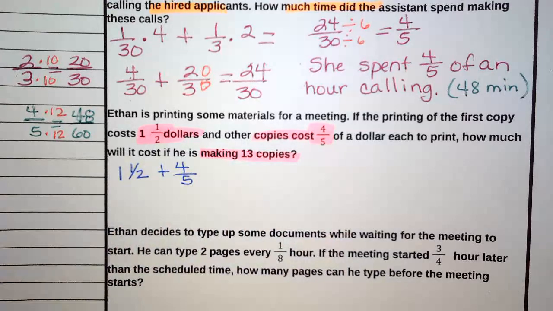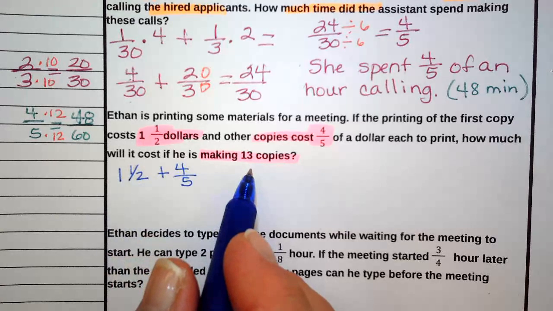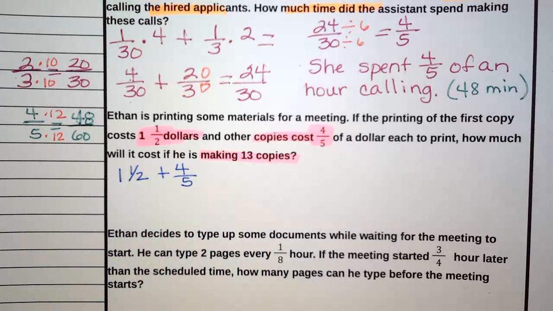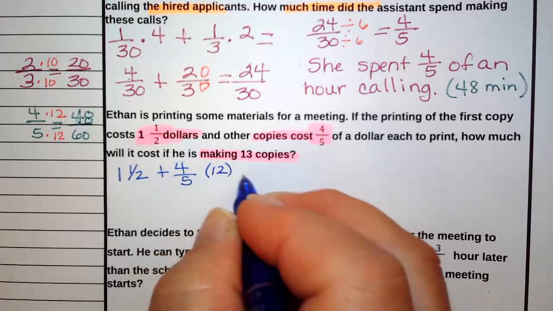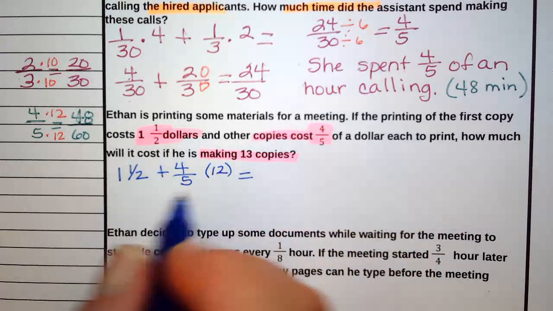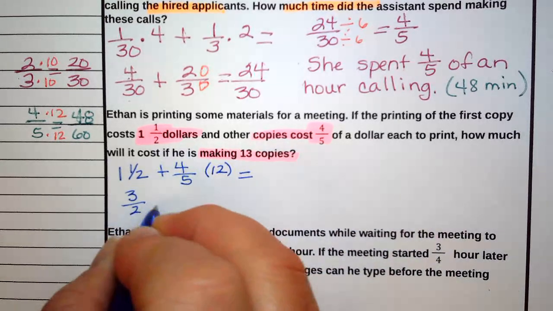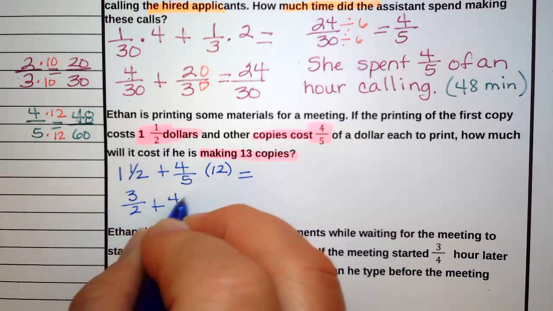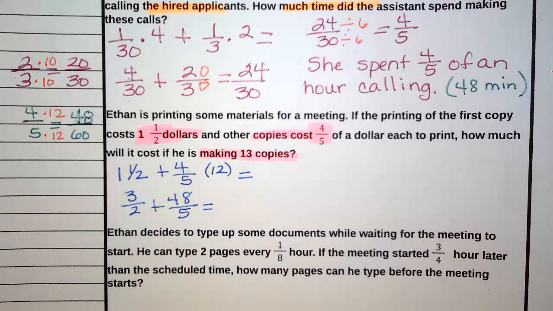Okay, how many more copies? If I've made one copy, but I need 13 copies, how many more copies do I need to make? 1 plus 12 equals 13. So I'm going to change this into an improper fraction. This will be 3/2 plus 48/5. I've got to find that common denominator so I can add them together.